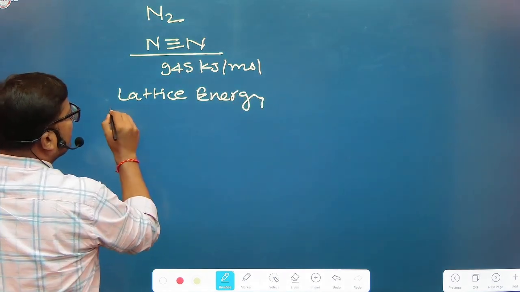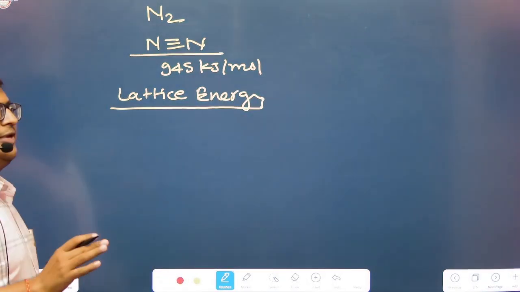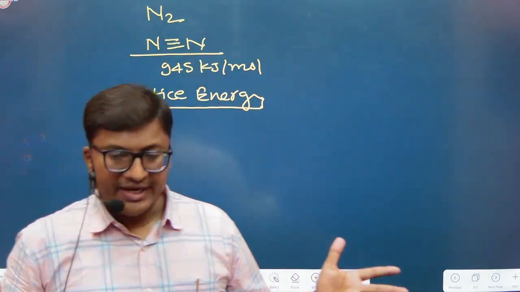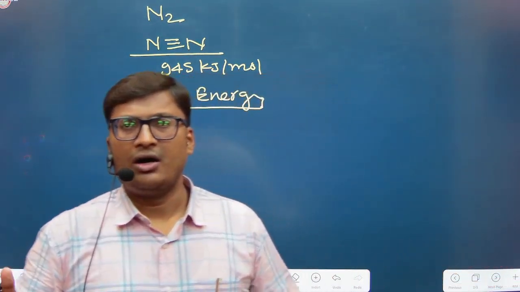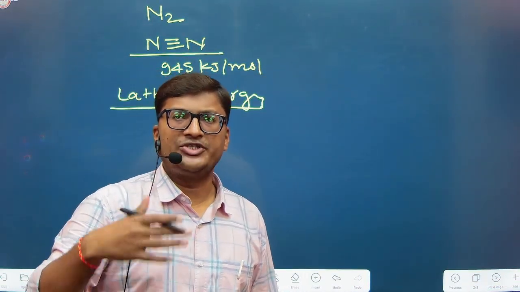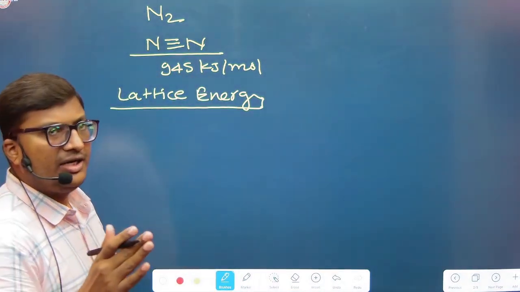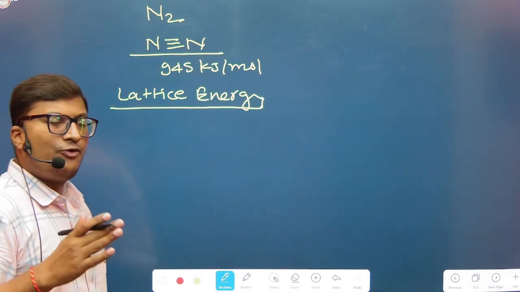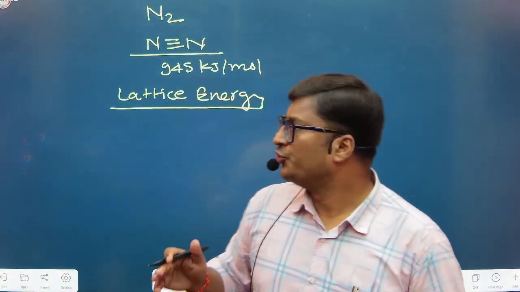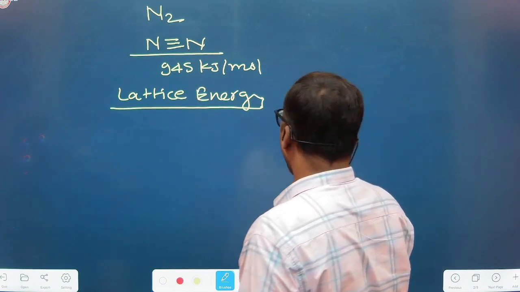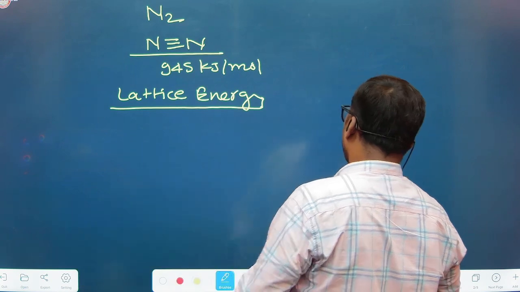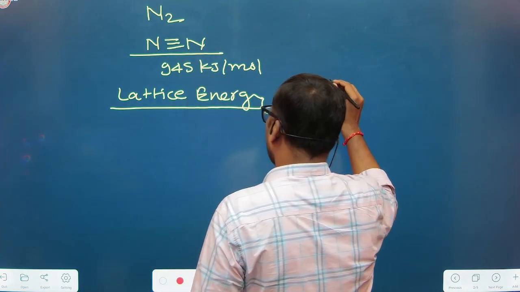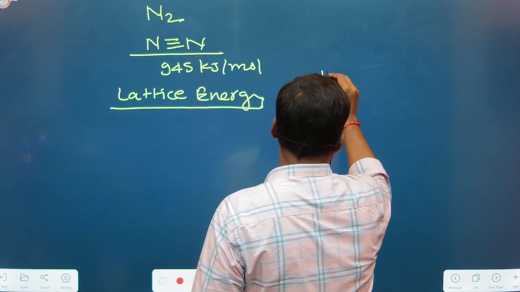As in the previous lectures, we have defined very clearly the lattice energy. Actually, they are related to the ionic solids. So here, in the case of nitrides, all the alkaline earth metals form nitrides. How is the lattice energy correlated with these nitrides?